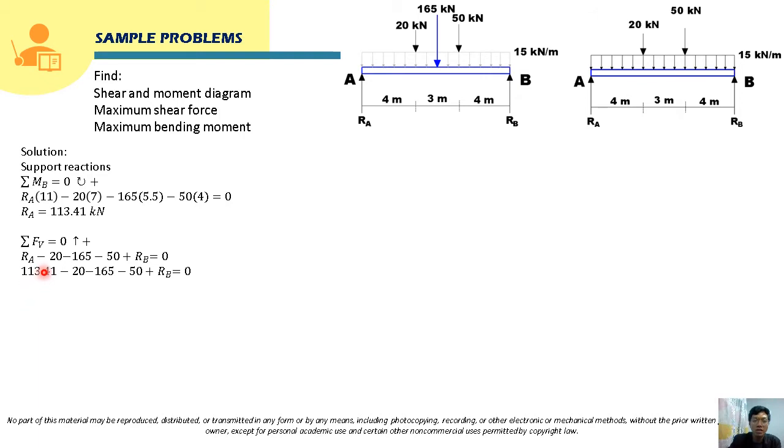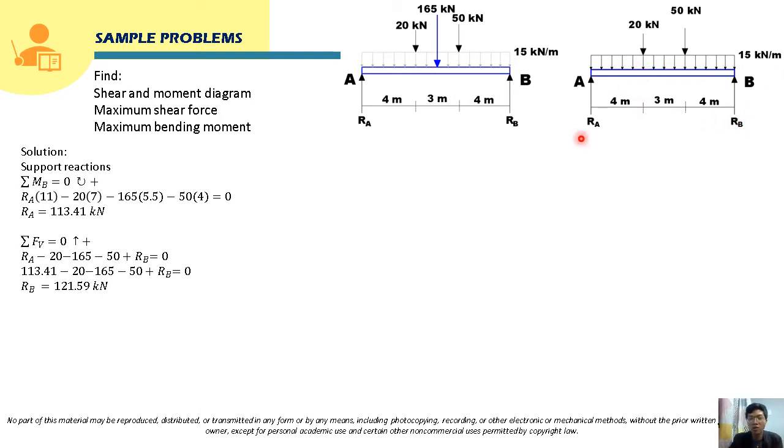Now we just substitute that here. So solving for R sub B, this is equal to 121.59 kilonewton. Okay, so after we solve for these reactions, we can now compute the shear at each point, or the endpoints of each segment, here in the beam.